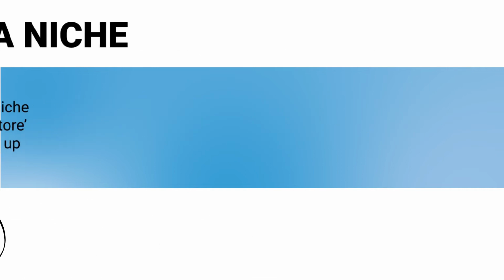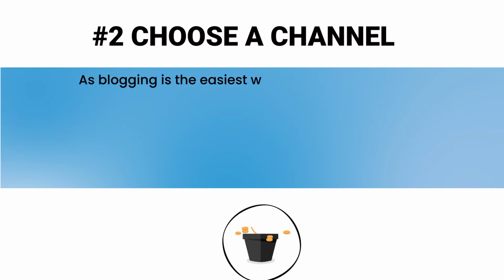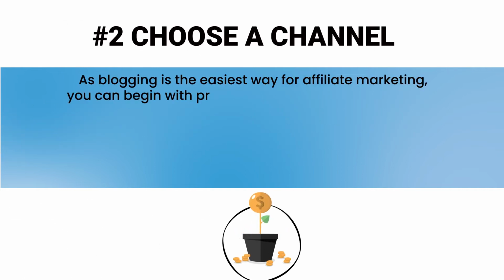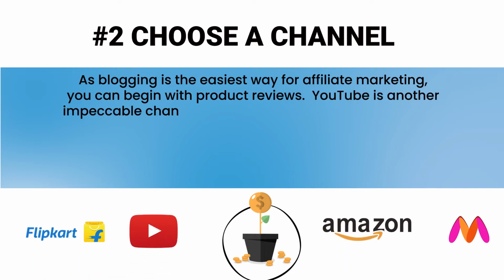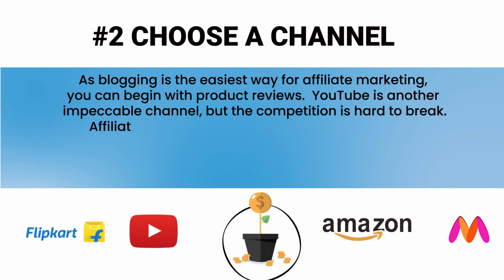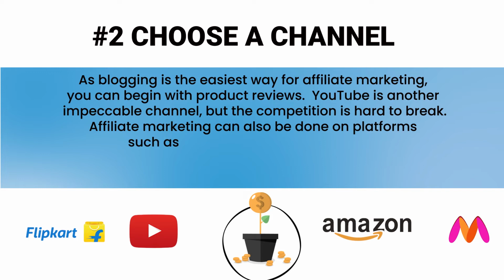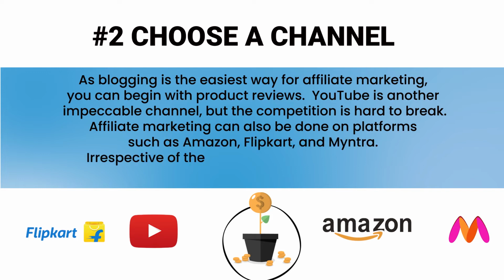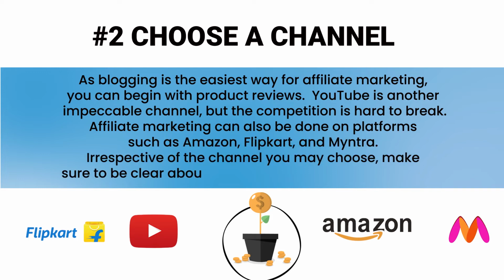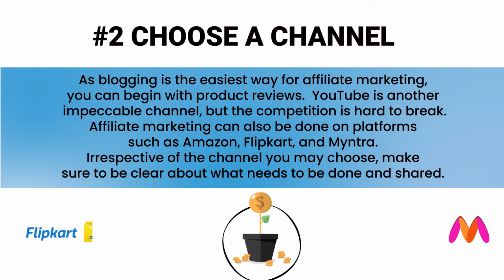Step number 2. Choose a channel. As blogging is the easiest way for affiliate marketing, you can begin with product reviews. YouTube is another impeccable channel, but the competition is hard to break. Affiliate marketing can also be done on platforms such as Amazon, Flipkart, and Myntra. Irrespective of the channel that you may choose, make sure to be clear about what needs to be done and shared.